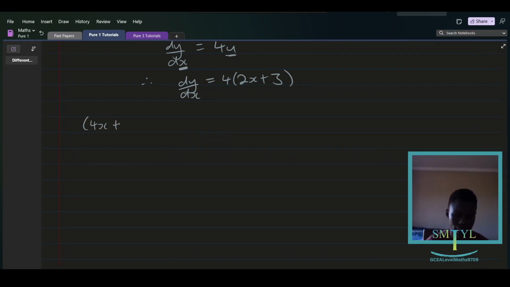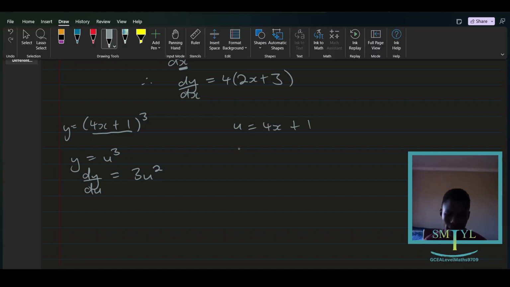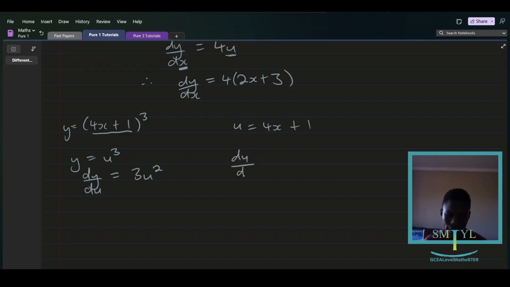We've got (4x plus 1) to the power 3, and we want to find the first derivative. We're going to say this is y is equal to, and that u is equal to what's inside the bracket, u is equal to 4x plus 1. So we'll write y as y is equal to u cubed. If we differentiate, dy/du would be, bring down the power, so it's 3u, subtract 1 from the power, squared. And now let's find du/dx, which is 4.